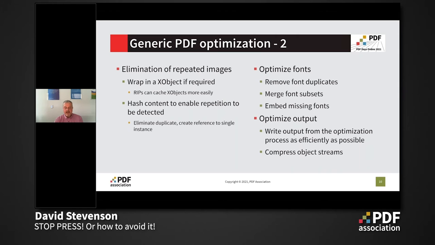We also sometimes need to optimize the output. In fact, our technology kind of does this by default. So compressing object streams, but also writing the output from the optimization process as efficiently as possible. I've already talked about things like avoiding font duplicates and that type of thing. But it can really make a difference when the job actually hits the rip.